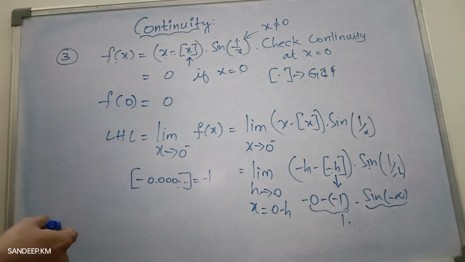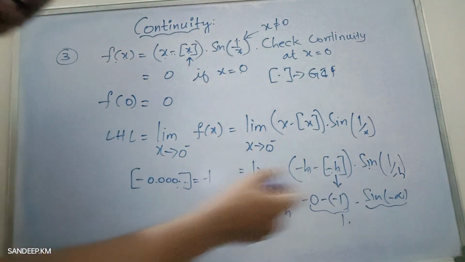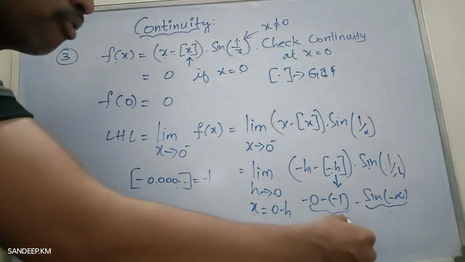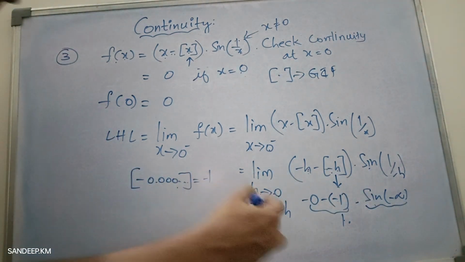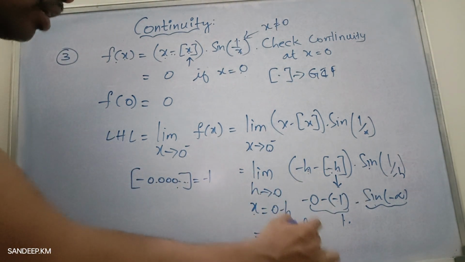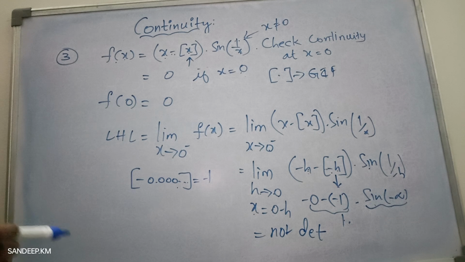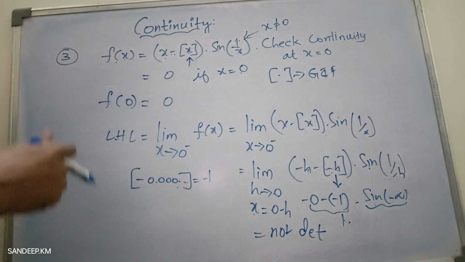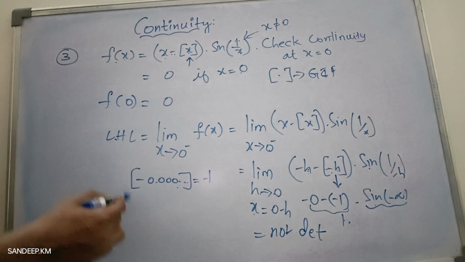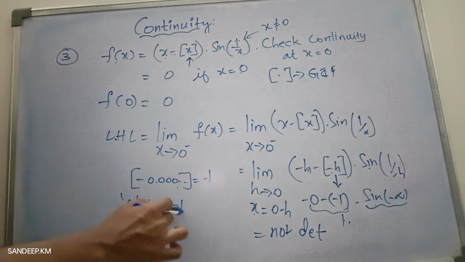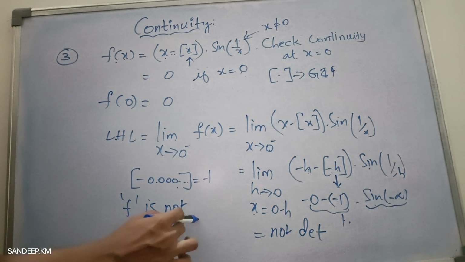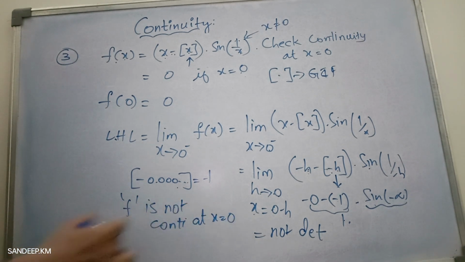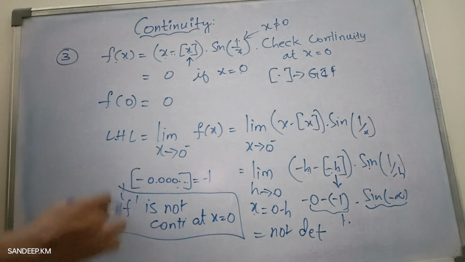Just in the previous example, I told you that sine of minus infinity is not determined. So 1 into a value which cannot be determined is equal to what? Not determined. So I cannot determine the value of LHL. Because of this reason, in this problem also we cannot determine the value of LHL. So since LHL is not determined, I can say that the function f is not continuous at x is equal to 0.